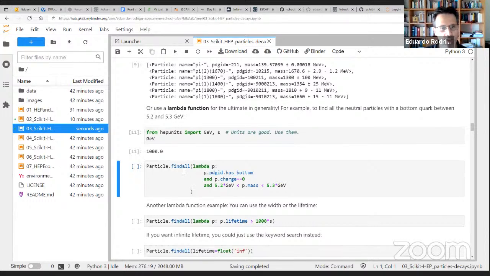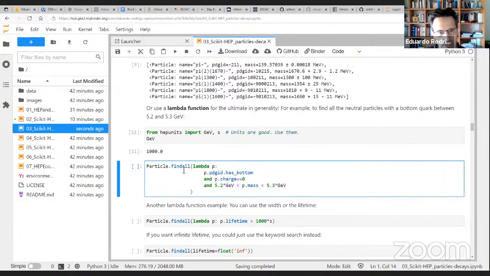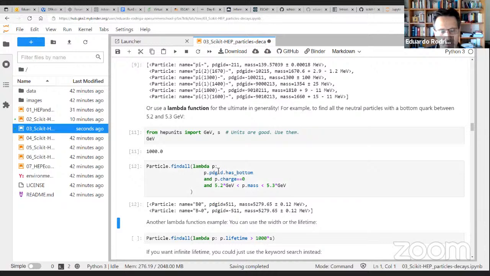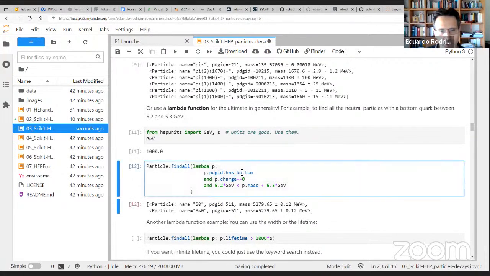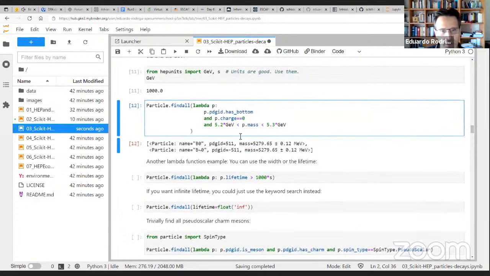So, for example, in this one line, notice, by the way, that we try to be quite concise. You should be able to do sophisticated things in one line. So here, I'm trying to find a particle that has the bottom flavor. It has no charge, and the mass is between 5.2 and 5.3 GeV. And because I didn't specify anything else, it gives me the B0 and the B0 bar. Of course, the information is the same, except for the ID, which is the opposite.